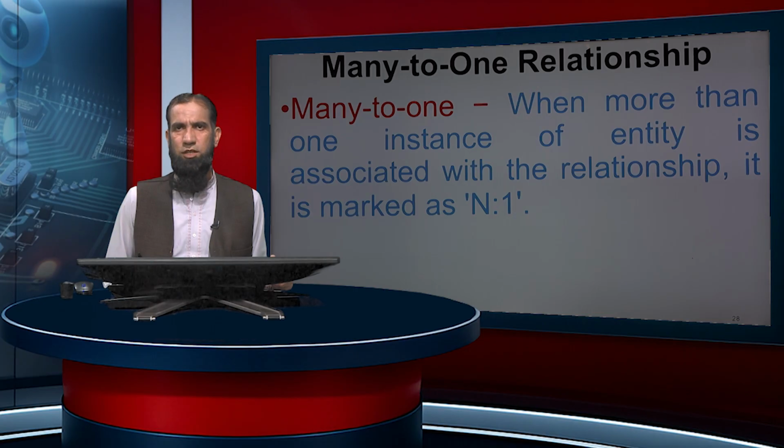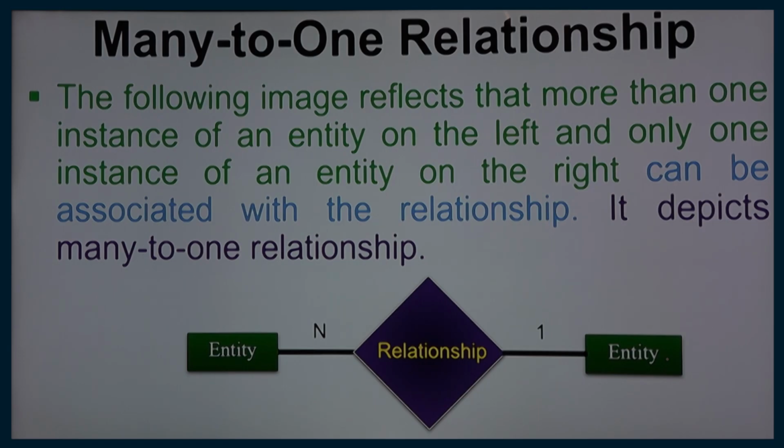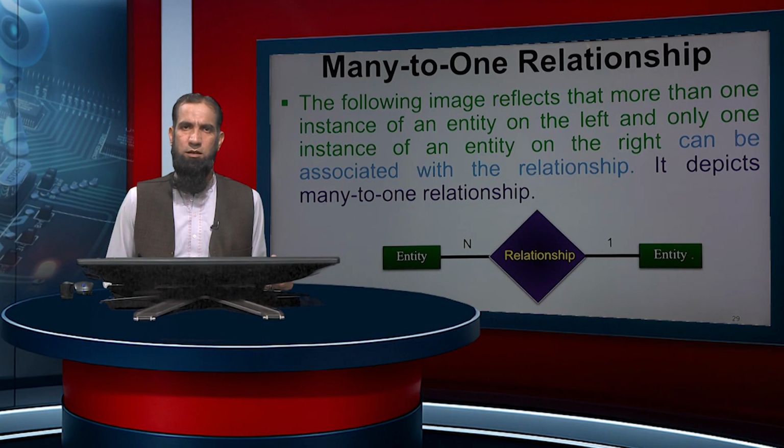So whenever you see an N-to-1 relationship, remember, it's just another way of saying many entities point back to one single entity. The diagram shown here reflects a many-to-one relationship. As you can see, there are multiple instances of the entity on the left that can be connected to the relationship, but they all point to only one instance of the entity on the right side.